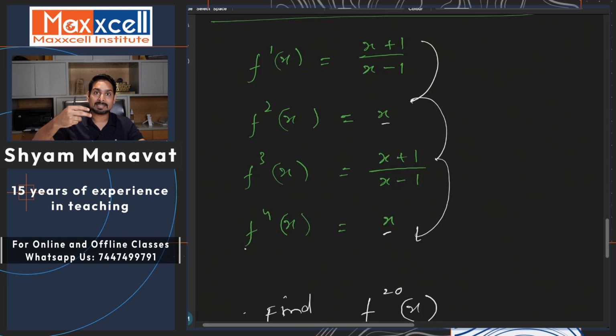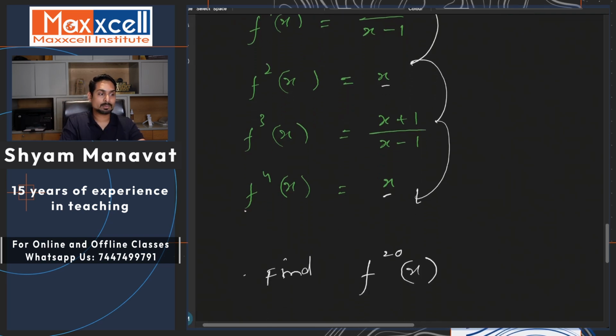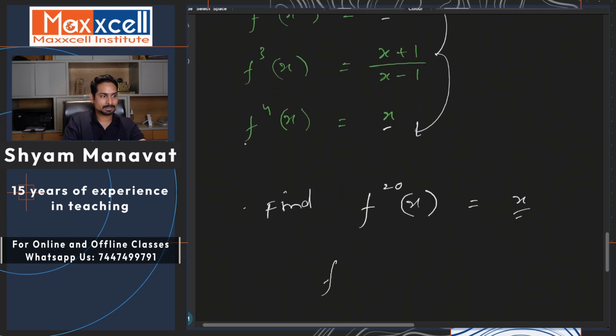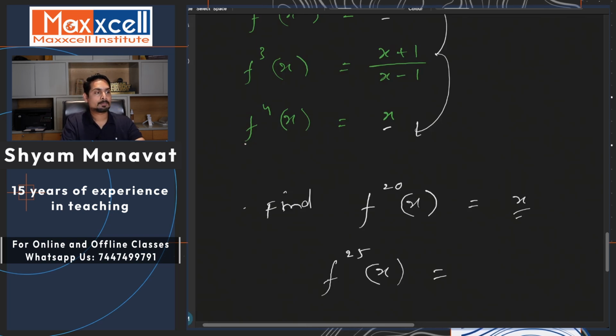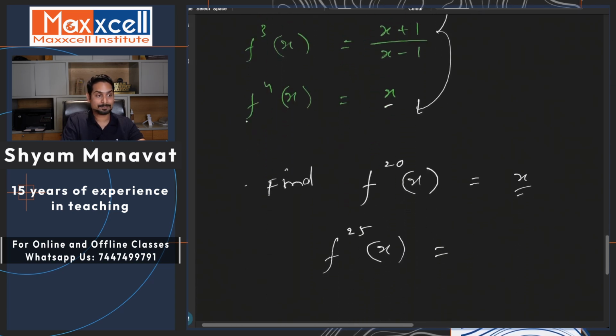Every even power is becoming x for this particular question. So the 20th iteration should again be what? X itself. Are you getting it? If the question asks you to find the 25th iteration for this function, not for x, what will you say? For odd iteration, I am getting (x plus 1) by (x minus 1) as the outcome. Are you getting this?